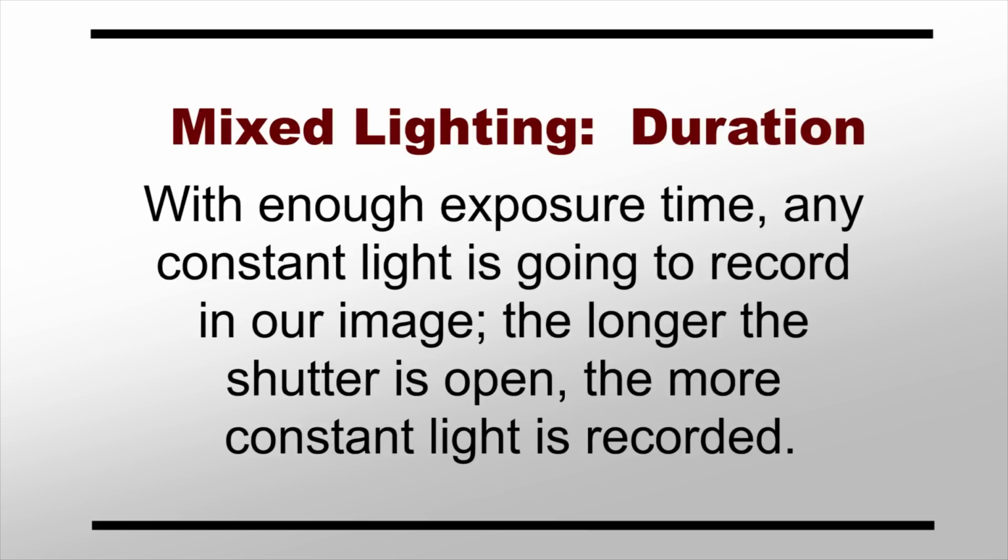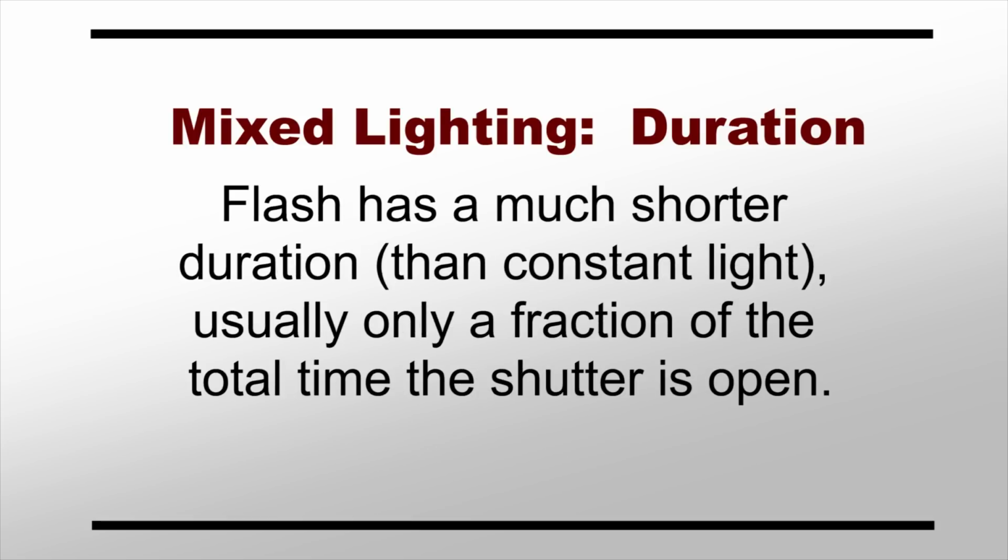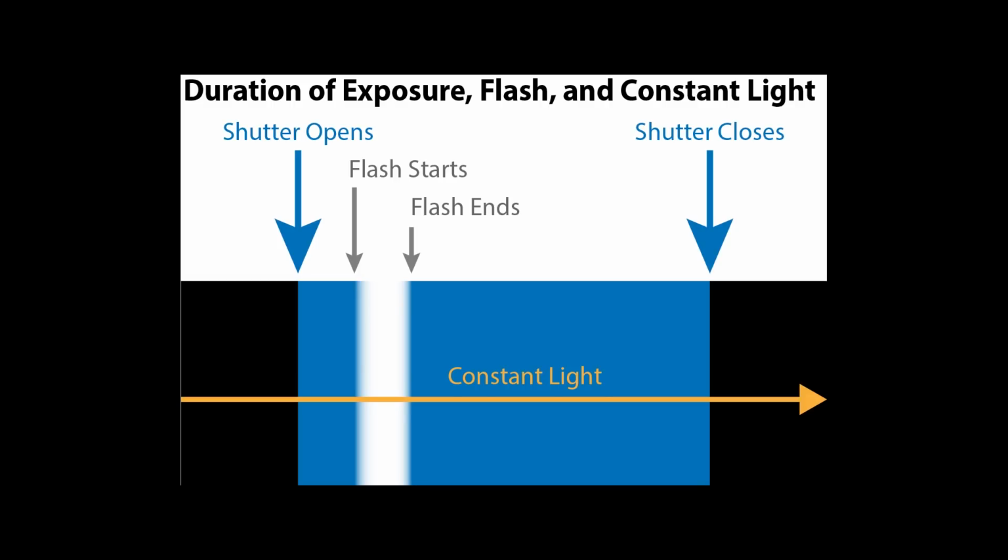Another way mixed lighting can affect our images has to do with the duration of the different types of light sources where our exposures are concerned. Now, with enough exposure time, any constant light is going to record in our image. The longer the shutter is open, the more constant light is going to be recorded. Flash, on the other hand, has a much shorter duration. Usually flash will last only for a fraction of the time the shutter is open. And since it's not constant, it doesn't build up over time, and once the flash fires, its job is done.